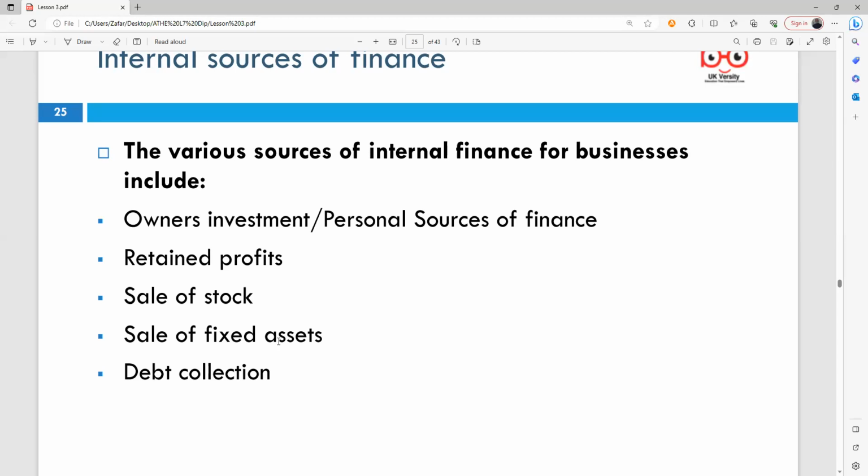They might have kept some profits. They might have some stock they can get rid of to collect the money, or they can sell some assets, or they can call their debtors to pay them quickly rather than delaying two or three months, because we are in problems. We need to ask them to pay our money back. So these are known as the internal sources.